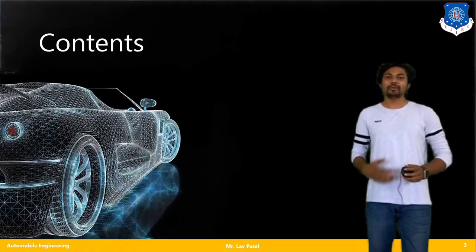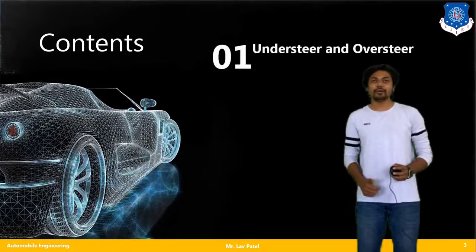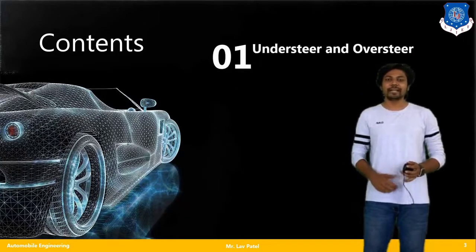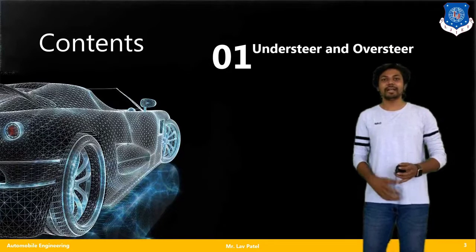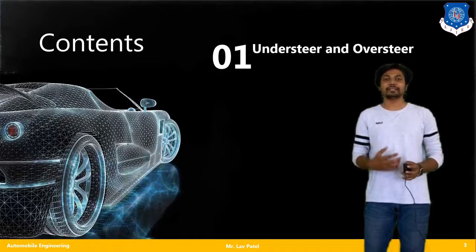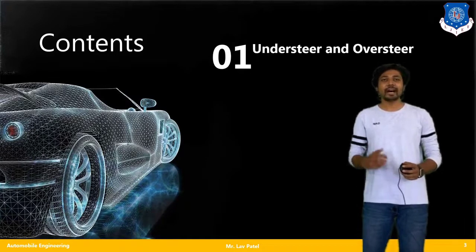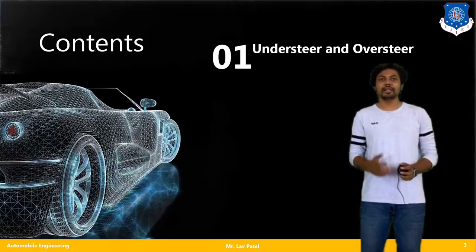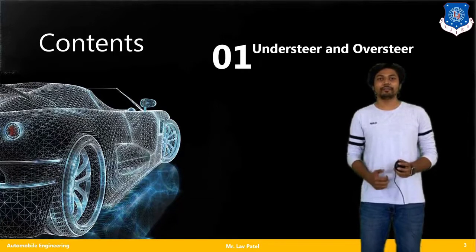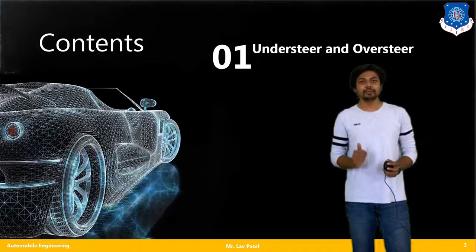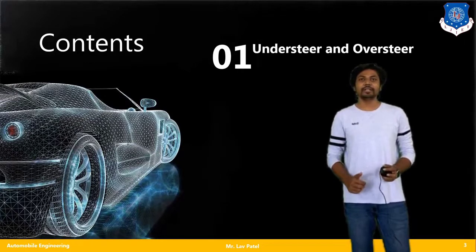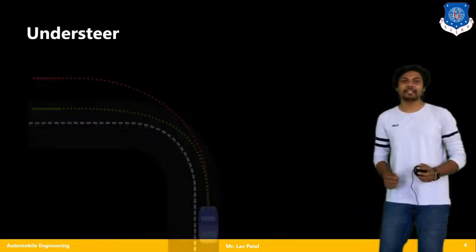So based on that, today we are going to learn about understeer and oversteer. These two terms are linked with my steering system. There are several effects of understeer and oversteer, and how they affect my overall driving performance and running condition of my vehicle, that we have to see in this particular video. So let us start with the understeer.